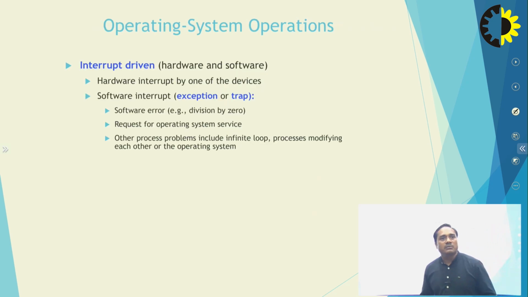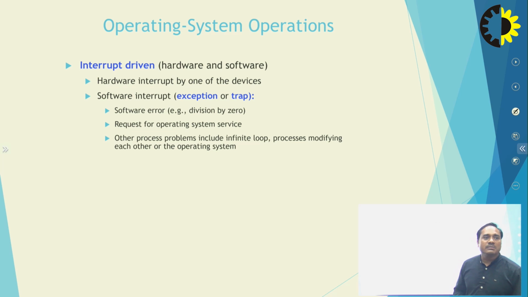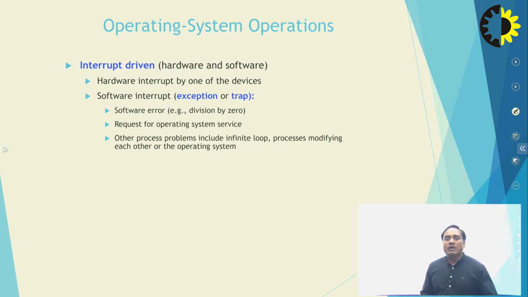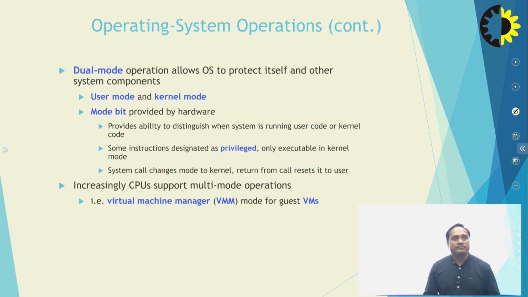Operating system operations. The operating system can do different operations, like interrupt-driven hardware and software. Some operations come in the category of trap and some come in the category of interrupt. This is the dual mode operation. The operating system is divided into two main modes: kernel mode and user mode.